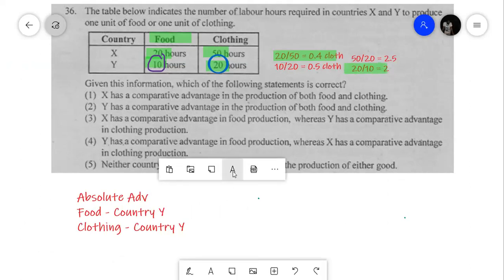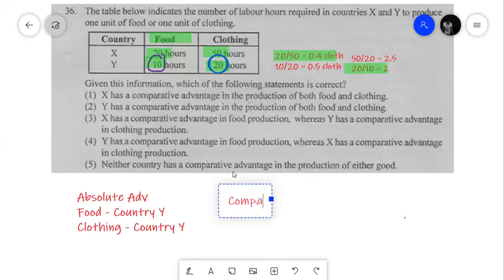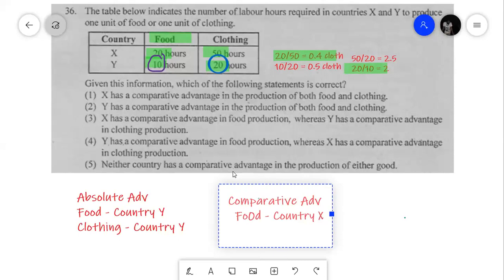So write that down. You don't have to write all these in the exam, you can do it in your head soon. So comparative advantage, if you take food, it is country X. If you take clothing, it is country Y.